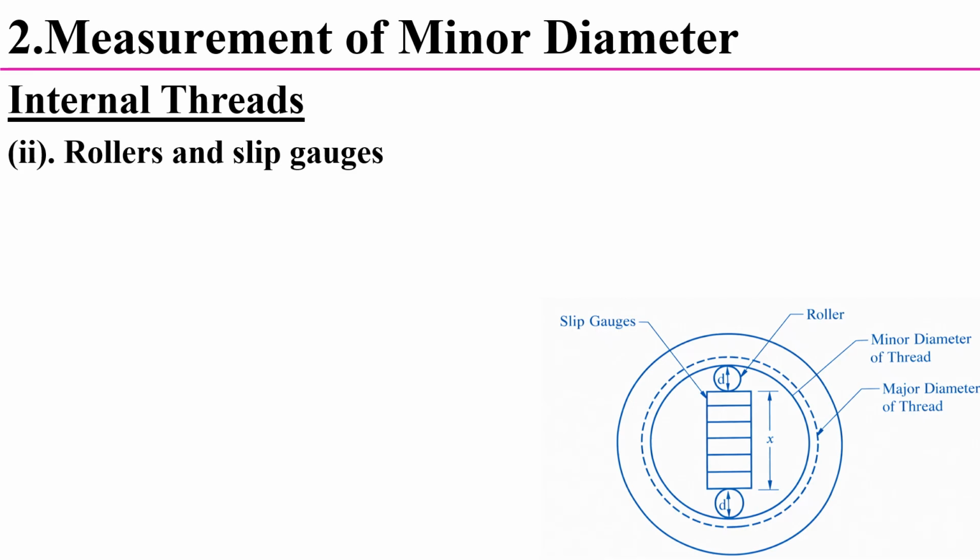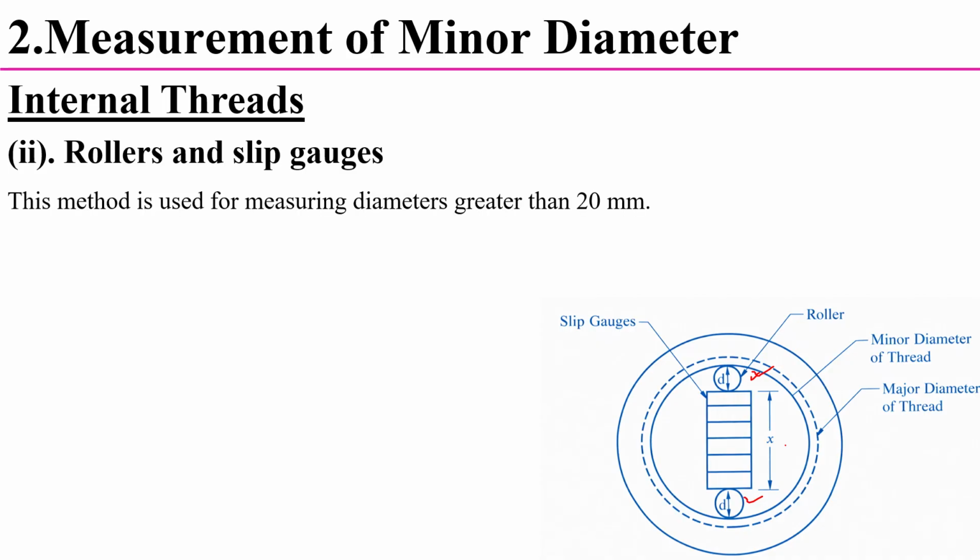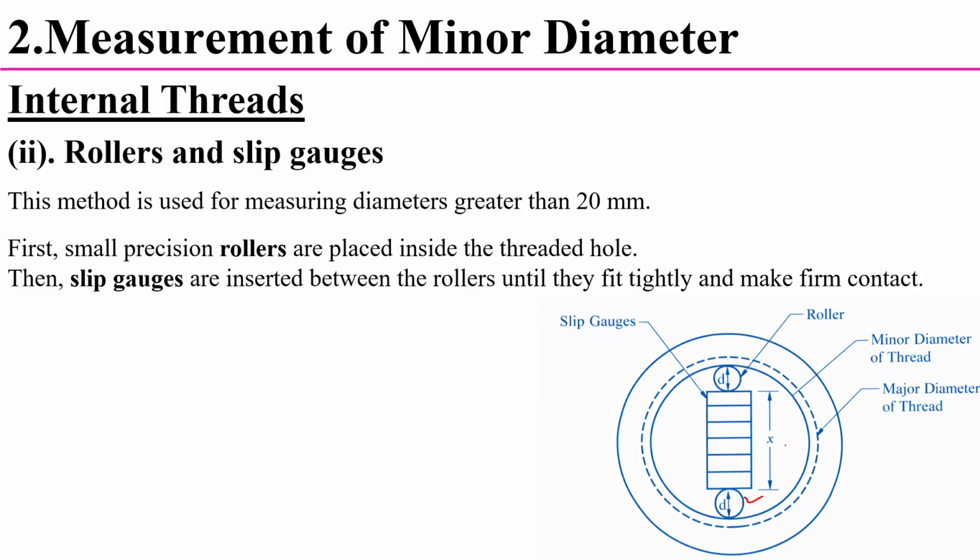Let's see the other method, that is the rollers and the slip gauges. In the schematic you have to observe. Here we determine the minor diameter of the internal threads by using two rollers with the help of the slip gauges. This method is used when the diameter is greater than 20 mm. So the diameter of the thread should be greater than 20 mm. For less than 20 mm, we cannot apply this method.